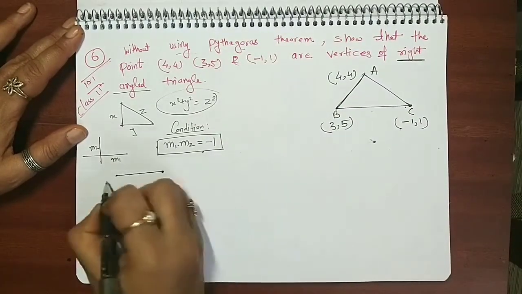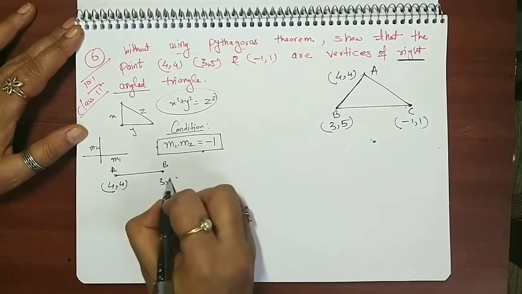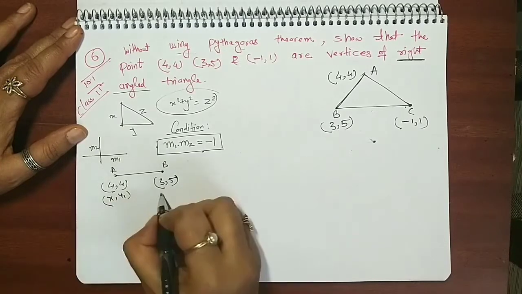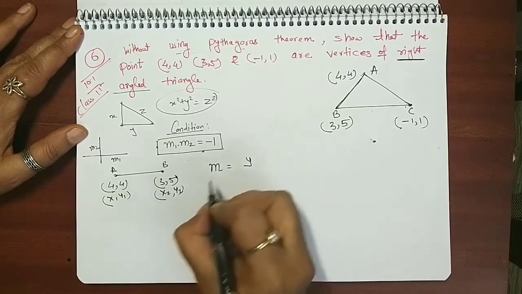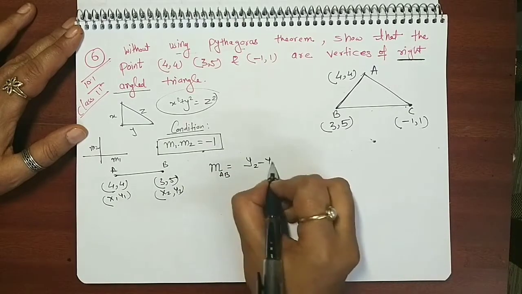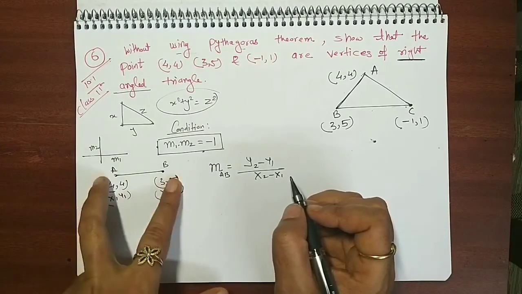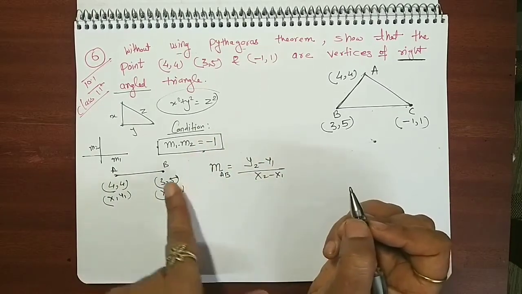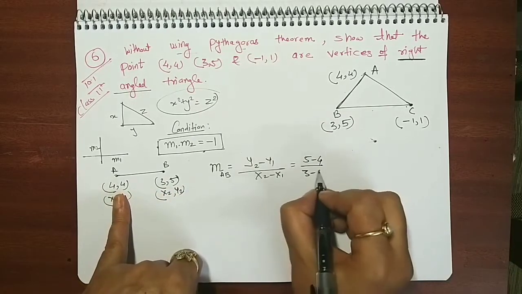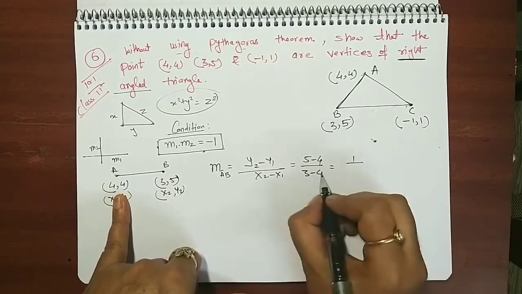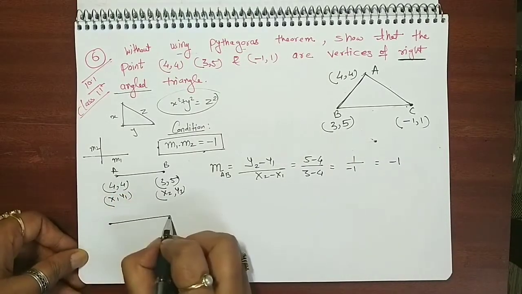So let me take AB first. Okay, I'm making it separate to make it easy for you guys. A is 4, 4 and B is 3, 5. So this is my x1, y1 and this is x2, y2. So what will be the slope? For MAB we are doing y2 minus y1 over x2 minus x1. If 2 points are given, this is the only formula we know, right? So y2 minus y1 is 5 minus 4. x2 minus x1 is 3 minus 4. So this is 1 by minus 1, which is minus 1. Correct.